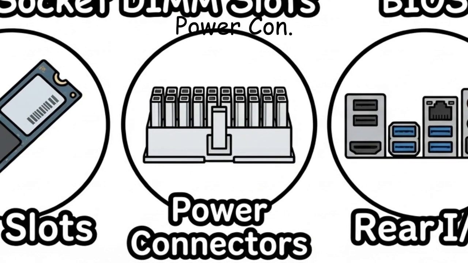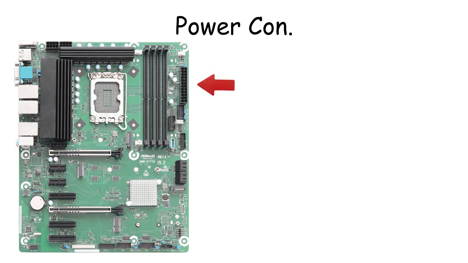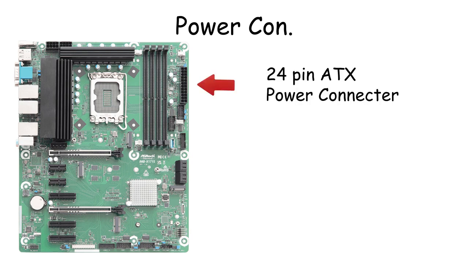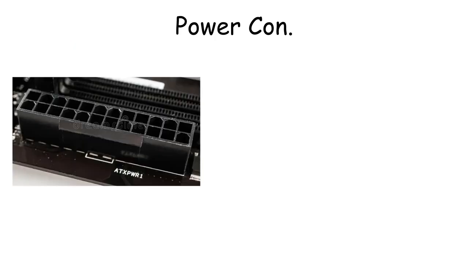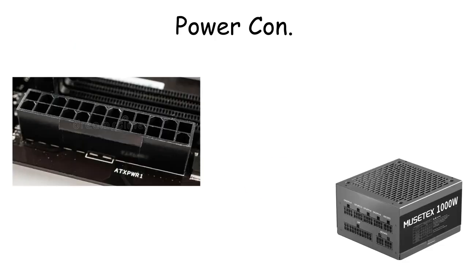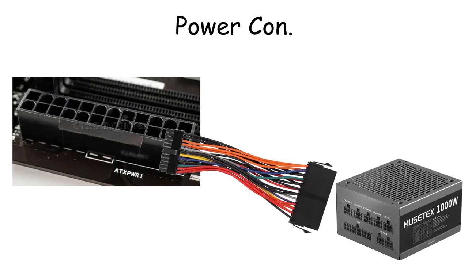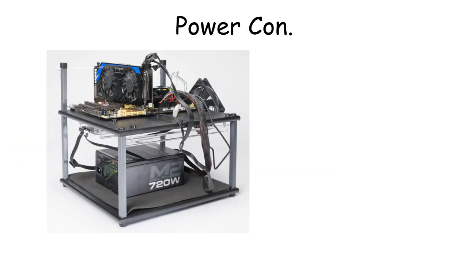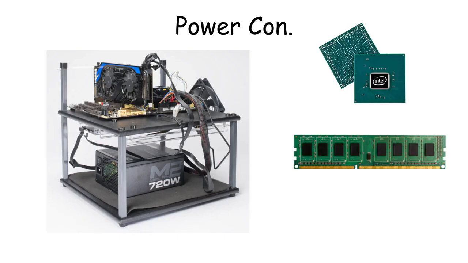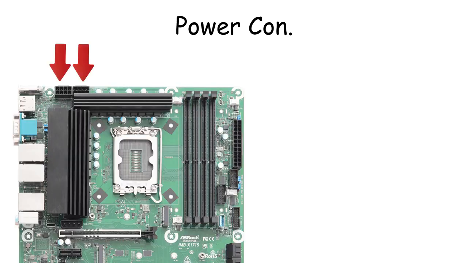Power connectors. Along the edge of the motherboard, you will find a large connector called the 24-pin ATX power connector. This is the main power input for the motherboard, and it connects directly to the power supply. Through this connector, the motherboard receives the electricity needed to power components like the chipset, RAM, PCIe slots, and many onboard controllers.